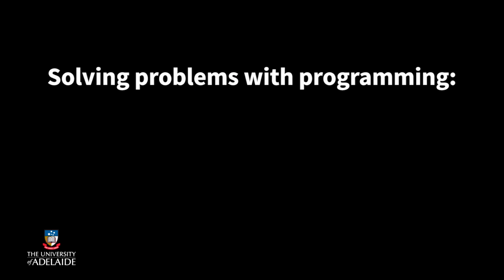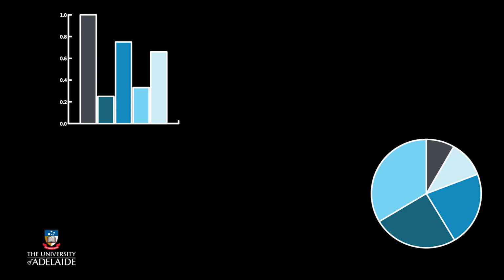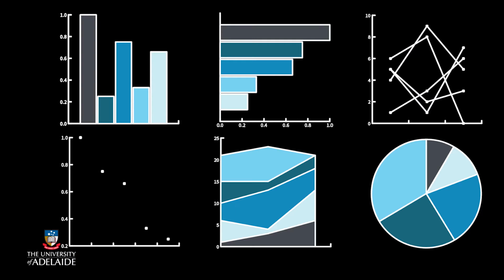This will involve a number of steps that will be useful for solving any problem with programming: analysing the question, breaking the question down into components, and then writing the code for each of these components. Presenting data is very important to helping people to decide which course of action to take. Graphs in particular are a very common way of presenting data.